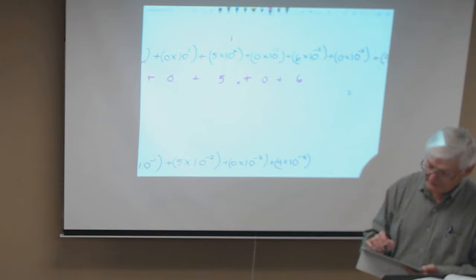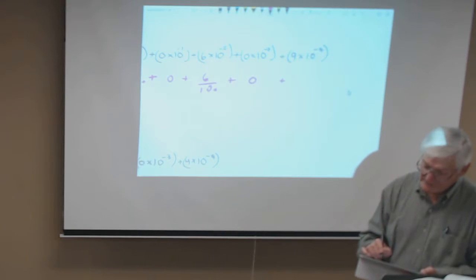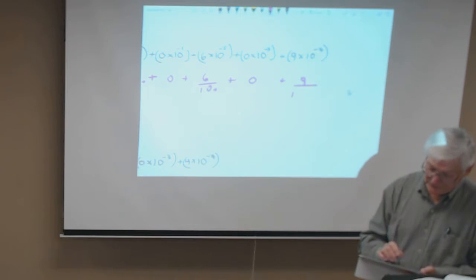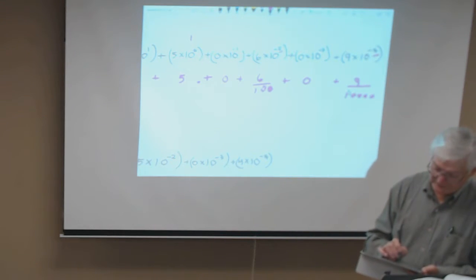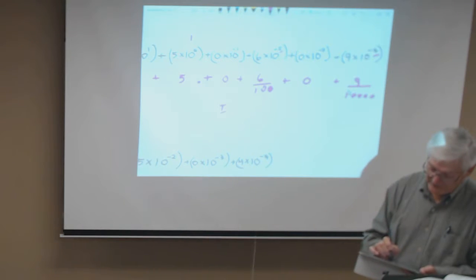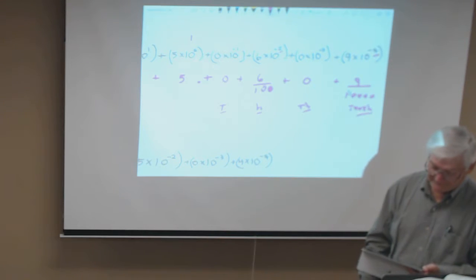That's, what would that be? 6 hundredths. Plus 0, plus 9 over 1 with, see, this 2 says 1 with 2 zeros. This 4 says 1 with 1, 2, 3, 4. And if you think about decimal places, this is the tenths place. This is the hundredths place. This is the thousandths place. And this is the 10,000ths place. If you're thinking of place values about the way you were taught earlier in life.